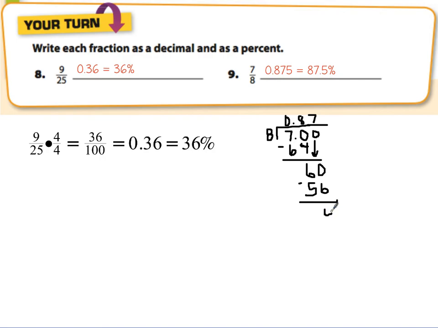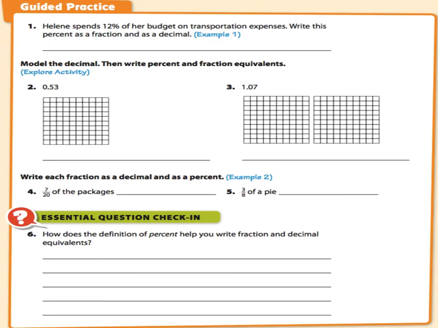And I get to 4, which then I know when I add that 0 will give me 40. And I know 8 times 5 gives me 40. So now I know that as a decimal, it's 875 thousandths. If I move that decimal 2 places to the right, that decimal goes between the 7 and the 5, and I get 87.5%.